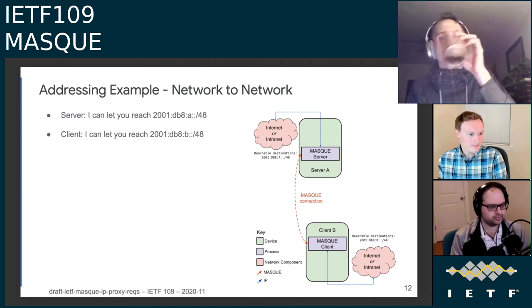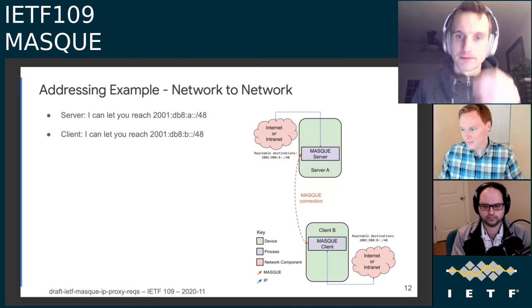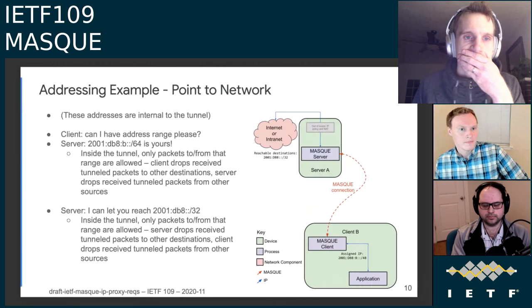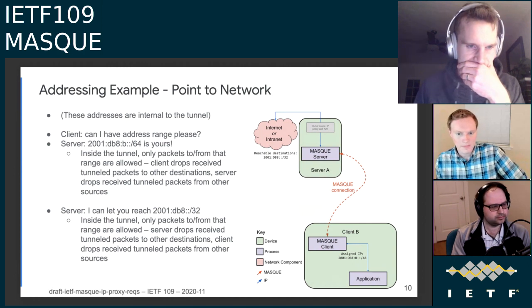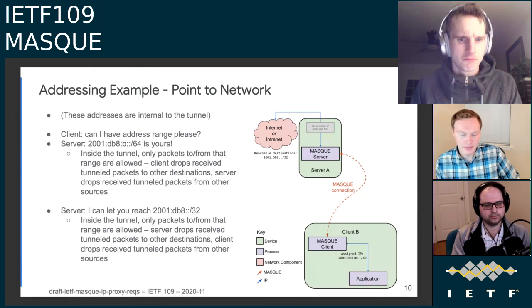Can you go back two slides to slide 10, the point-to-network one? I apologize for not raising this earlier, because I think I got a little lost. I'm kind of tired. In your scenario, I'm looking at this first bullet point. You say these addresses are internal to the tunnel, right?